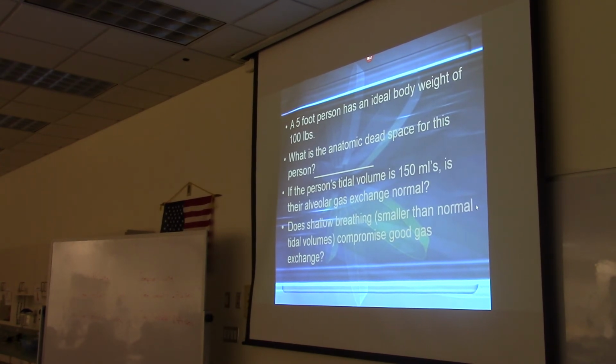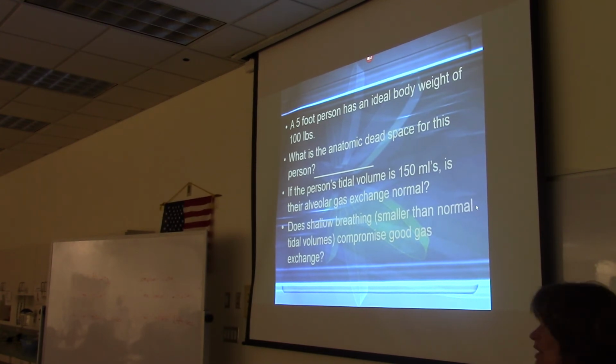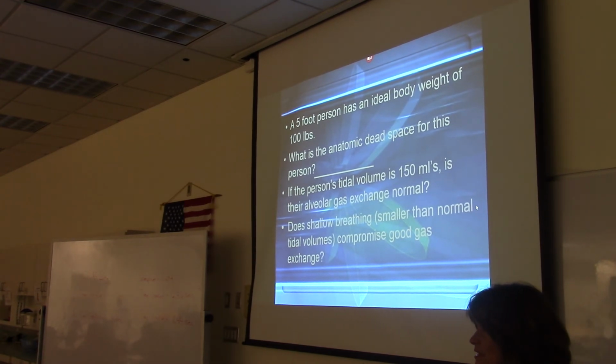If the person's tidal volume is 150 mLs, is their alveolar gas exchange normal? So 100 over 150, 66%? It's 0.66. That's abnormal. So what that tells you is that their tidal volume is too small, and you're not getting enough air going to the alveoli for gas exchange.